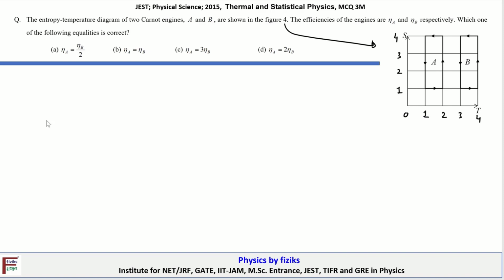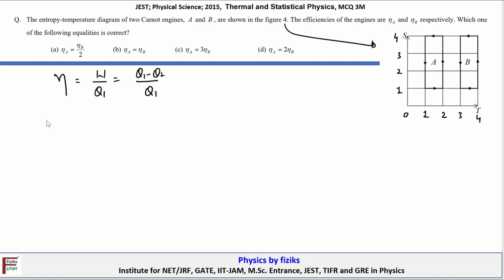The temperature axis is along the x direction, and the entropy axis is along the y direction. Since the way the diagram is drawn here, all the boxes are of equal area, I have just labeled them as 0, 1, 2 and 2, 3 and so on. In order to determine the efficiency of a heat engine by knowing the TS diagram, the general expression that we use is eta, that is equal to the work out divided by heat input Q1. Okay, and that is equal to Q1 minus Q2 upon Q1.